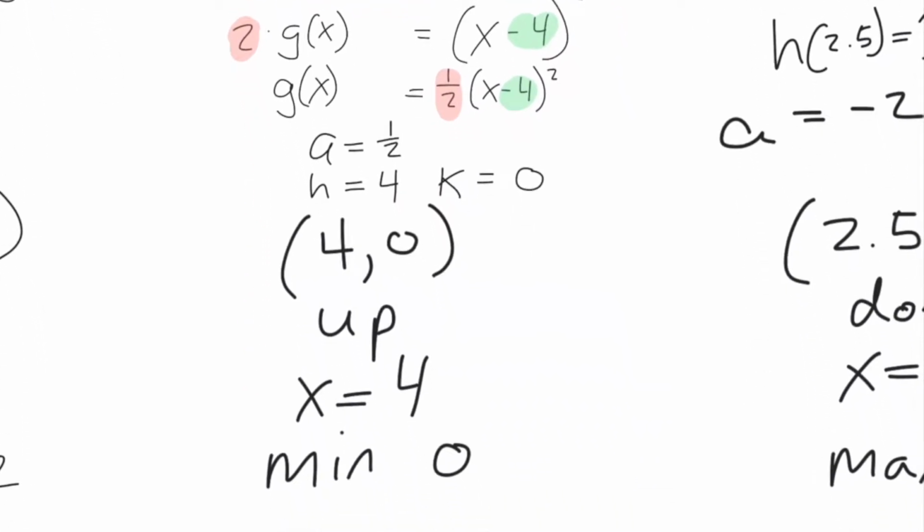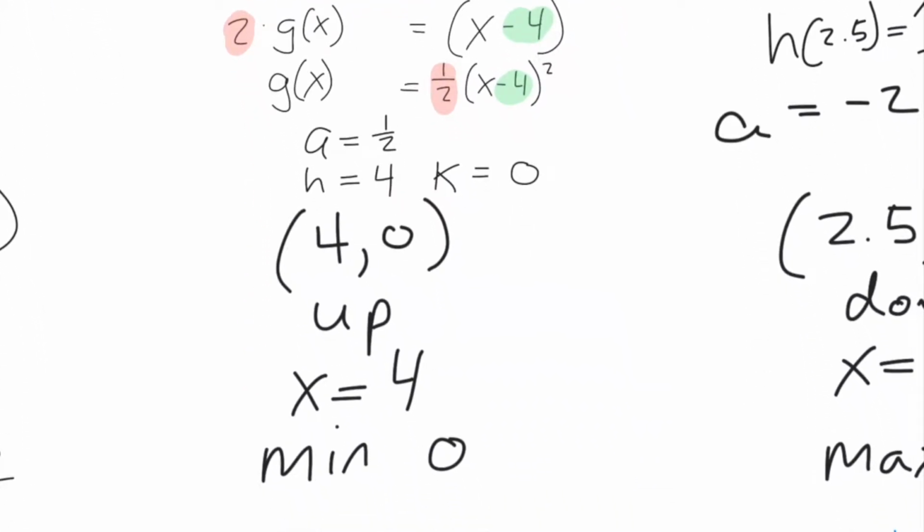Reading that equation, I can see all the important information I need to graph it. A is equal to 1/2. This is unchanging. This is the same a as at the very beginning. H is equal to positive 4, because here we see x minus positive 4. K is equal to 0. So the vertex is going to be at 4, 0.